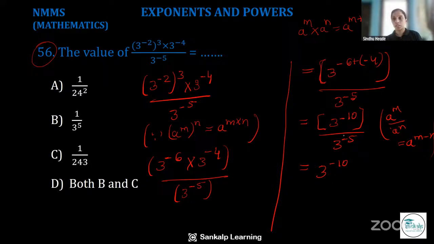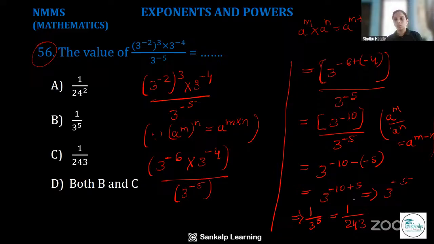3 raised to minus 10, as it is. This minus 5 goes, so according to the formula it is minus, then again minus 5. 3 raised to minus 10, minus of minus is plus, plus 5, it gives 3 raised to minus 10 plus 5, which is minus 5. So remove this minus sign. We can write it as 1 by 3 raised to 5. It is nothing but 1 by 243.